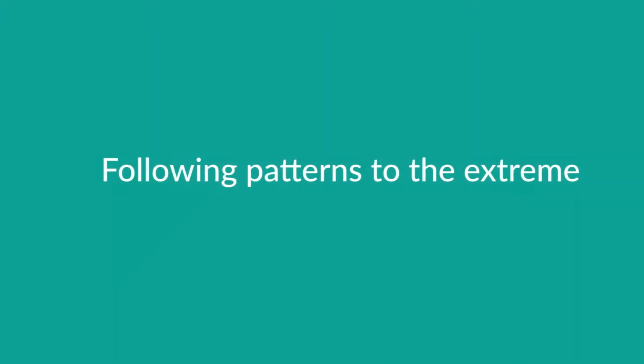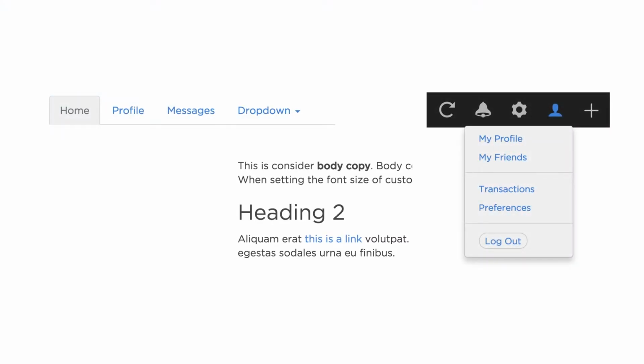Following design patterns to the extreme. We should always strive to use patterns in an application. For example, consistent use of color and font sizes can quickly indicate to the user elements of the UI that can be interacted with. However, avoid using a pattern just because it's been implemented before. Instead, use it because it really solves the problem at hand.